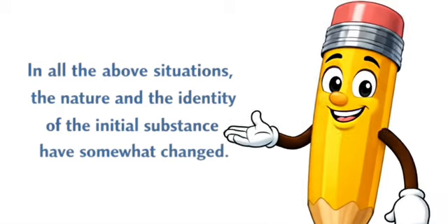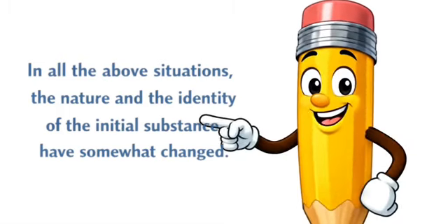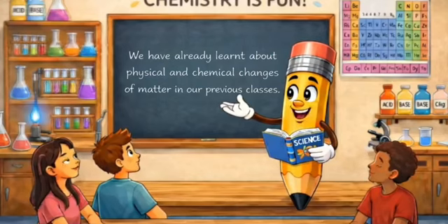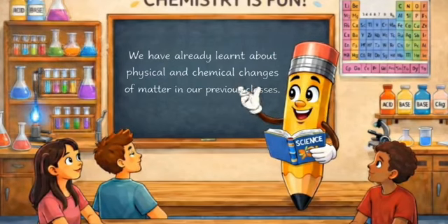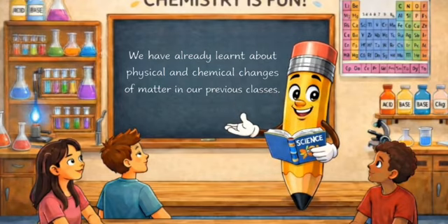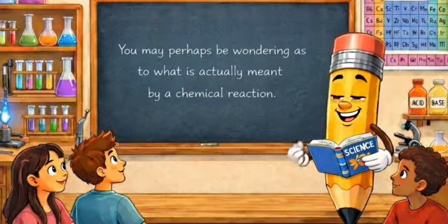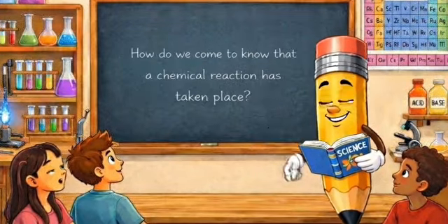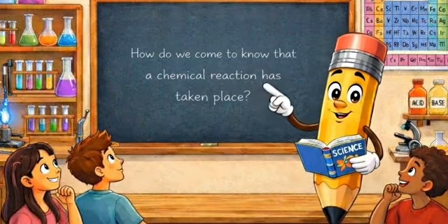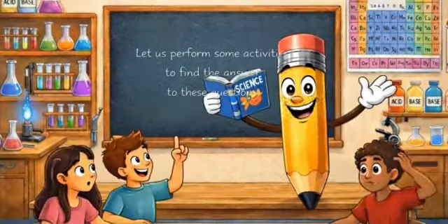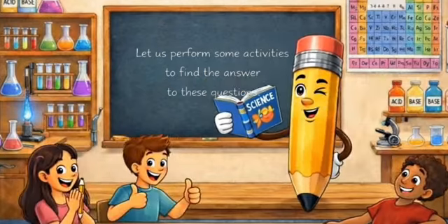In all the above situations, the nature and the identity of the initial substance have somewhat changed. We have already learned about physical and chemical changes of matter in our previous classes. You may perhaps be wondering as to what is actually meant by a chemical reaction. How do we come to know that a chemical reaction has taken place? Let us perform some activities to find the answer to these questions.